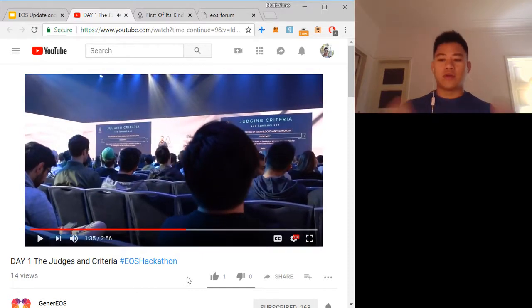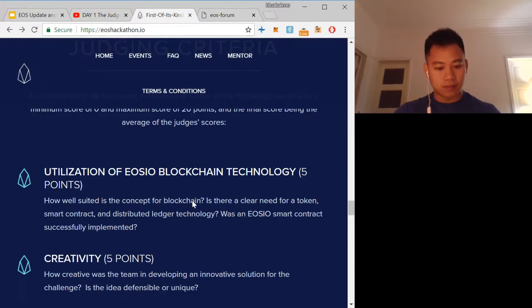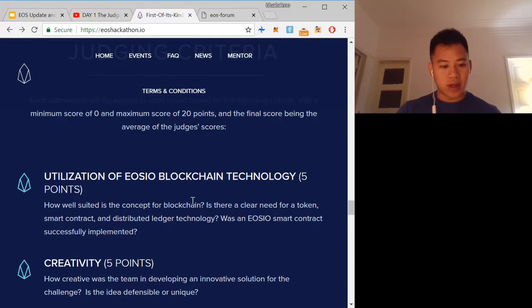Creativity. So, like Brian said, there are going to be 4 criteria, 5 points each. So the maximum score you can get is 20 points. They're going to average out all the different judges' scores, and that's going to be your final score. So the first criterion was utilization, and I have it here, so I'm just going to read it again. How well suited is the concept for the blockchain?